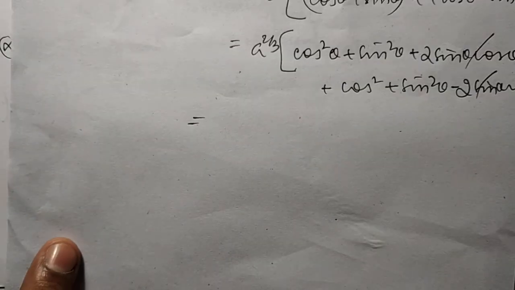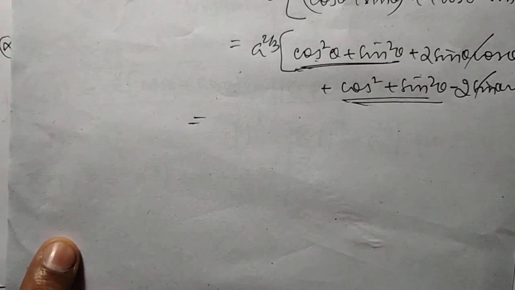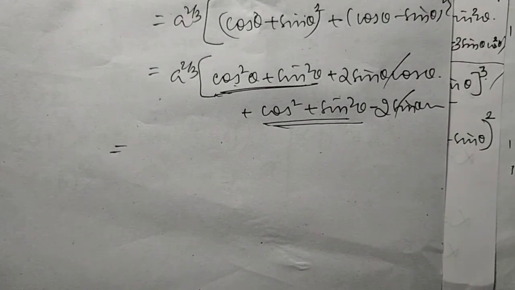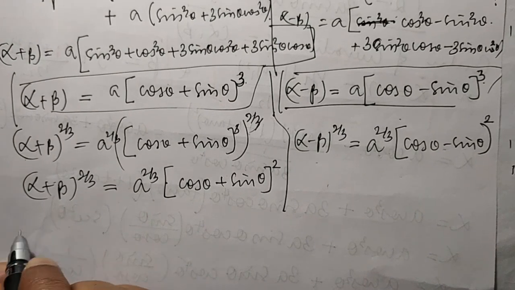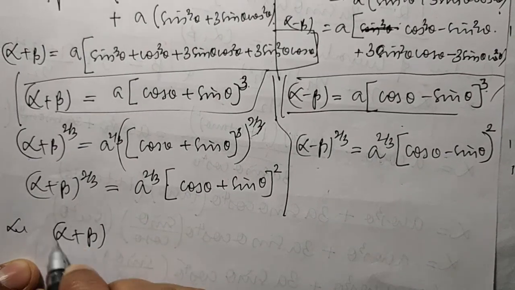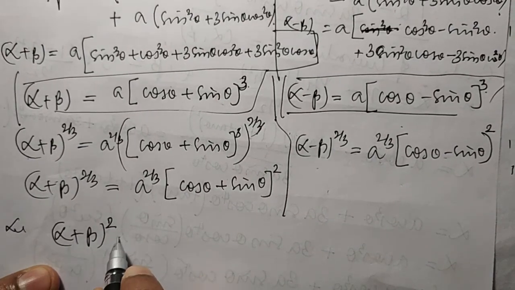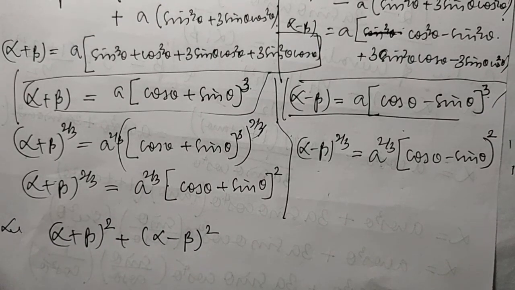Then cos square plus sin square is equal to 1, and cos square plus sin square is equal to 1 again. Therefore, we will be getting 2 times. So you can see what we have done here. Let us take alpha plus beta the square plus alpha minus beta the square. I'll be considering these two results.